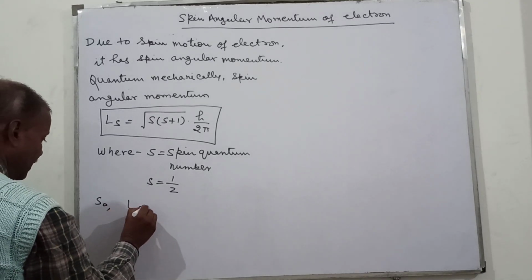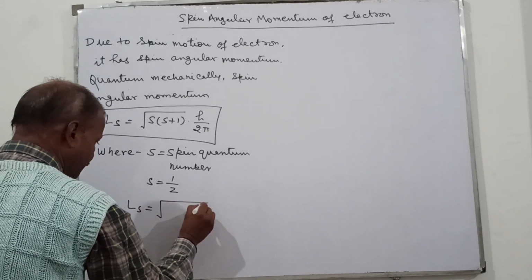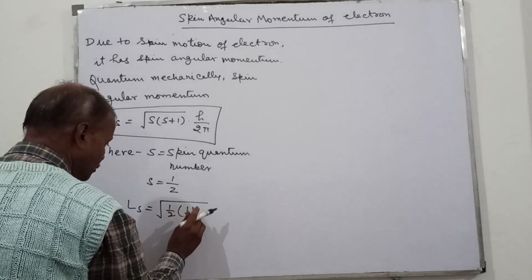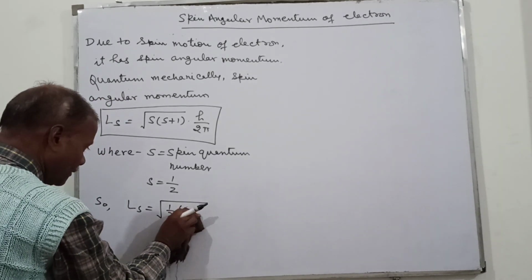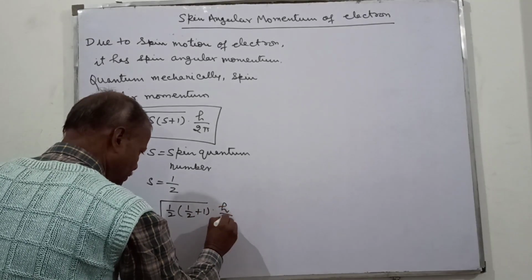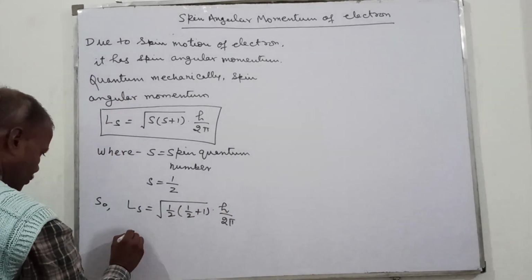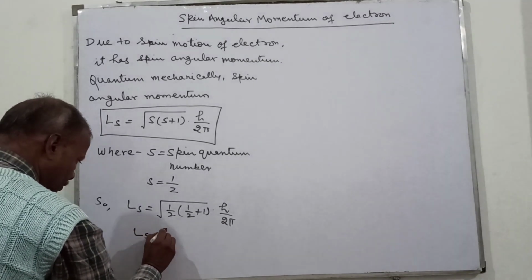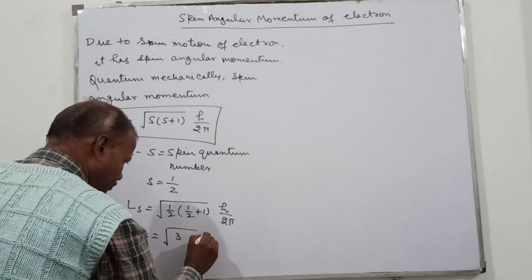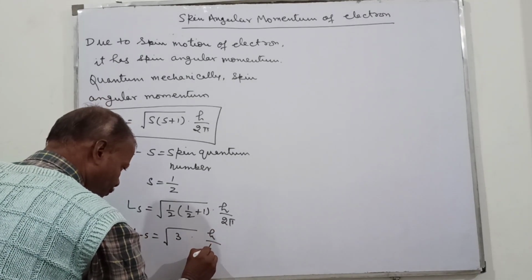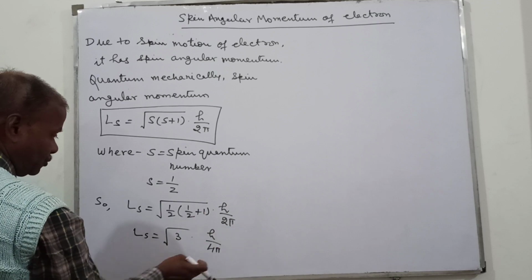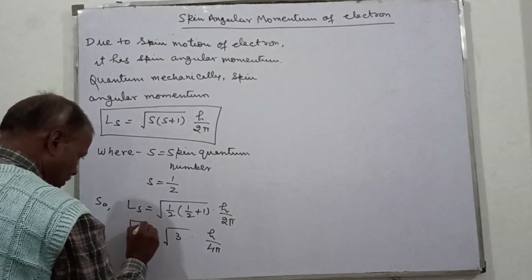So Ls equal to square root of 1 by 2 into 1 by 2 plus 1 into h upon 2 pi. So this Ls equal to square root of, this is now root 3 into h upon 4 pi. Because this is now 2 and 2, 4, so this is now h upon 4 pi. So square root of 3.